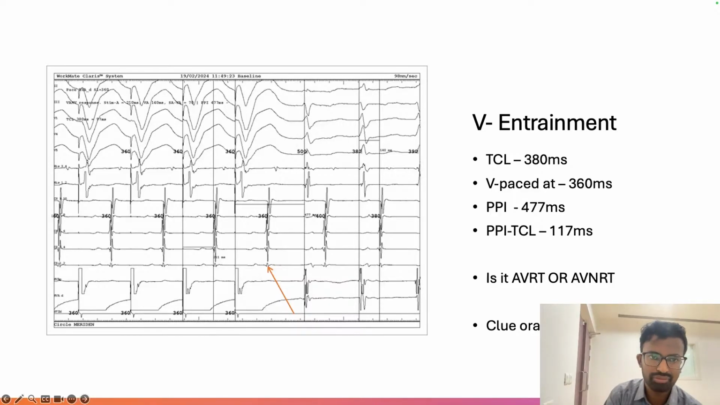The clue, the orange arrow, is V, A, and V. So this is a VAV response, which excludes atrial tachycardia. I will show another VAAV response if it is there. This is a VAV response, so it's a reentrant tachycardia, maybe AVRT or AVNRT. We measured PPI minus TCL and got more than 110 milliseconds, so this favors AVNRT.